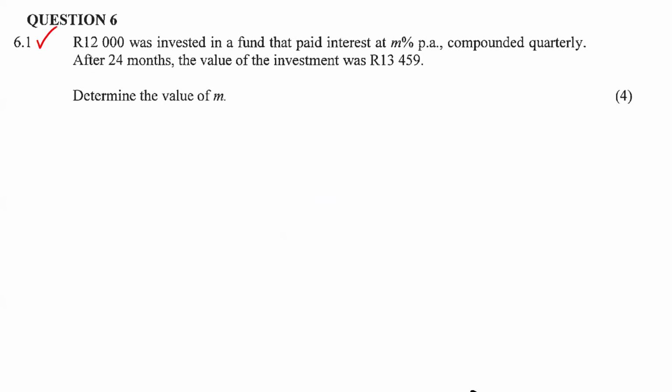What formula do we use for investments that are compounded quarterly? The compound interest formula. Thank you so much, Tando. Okay, I'm teasing you and I'm testing you. So we use A equals P open bracket 1 plus i to the nth power.